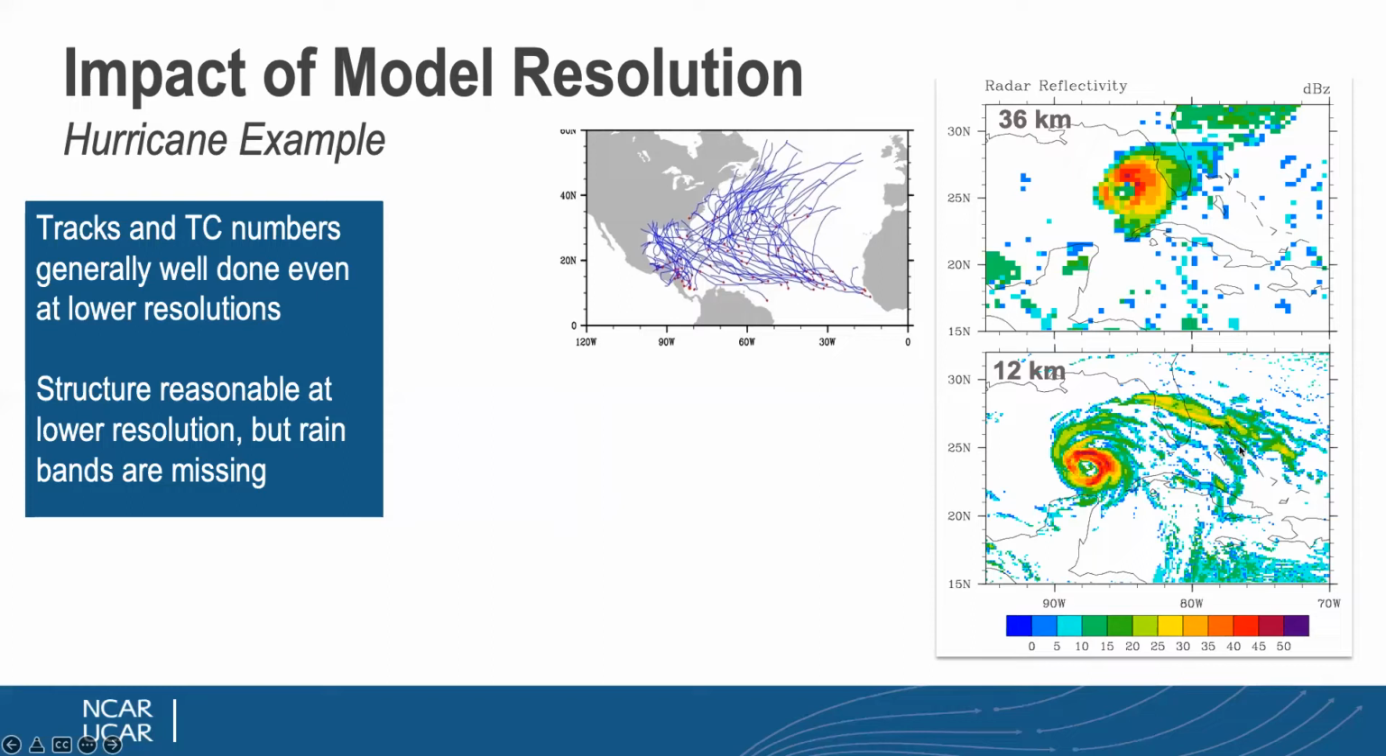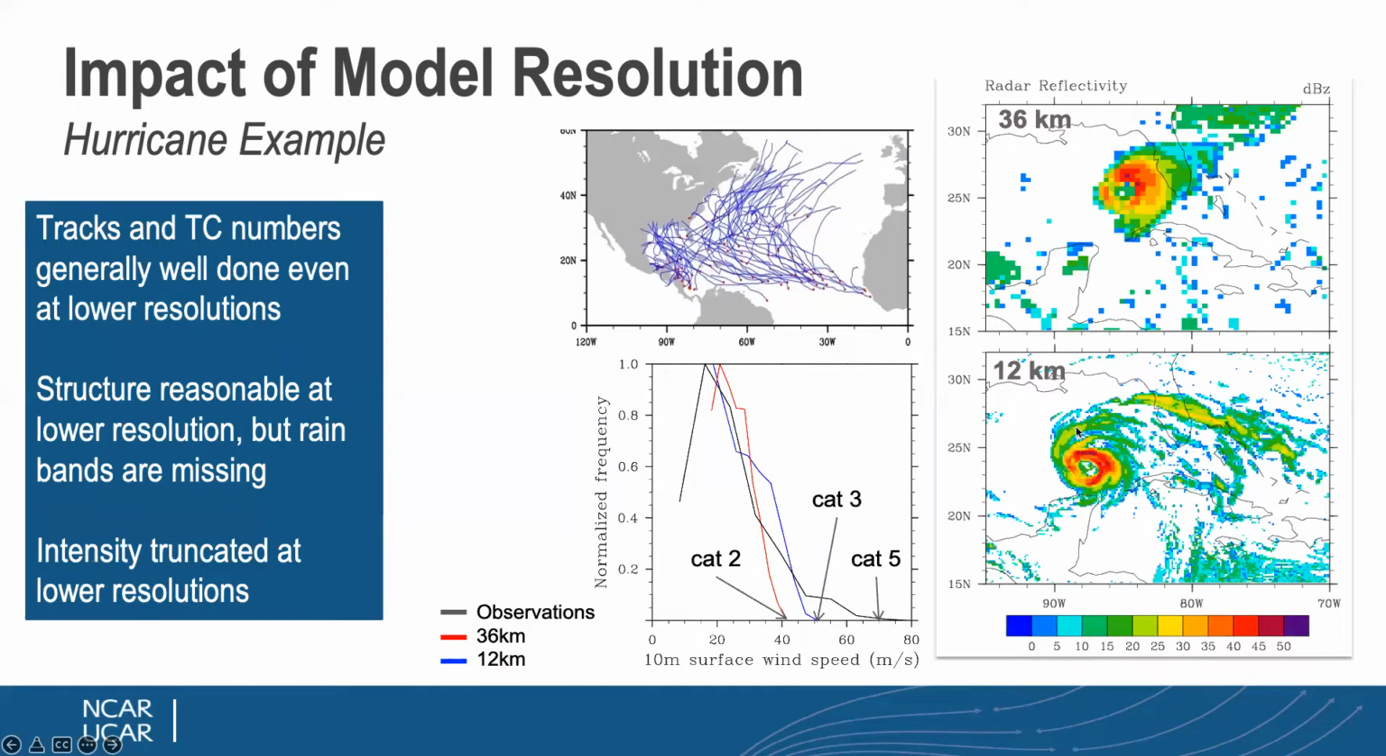If you're interested in rain bands, you can see they're missing in the 36-kilometer model, and you probably have to go down to at least a 12-kilometer model to get the rain bands correct. If you're interested in intensity, you're going to have to go much lower. You can see I'm showing you here a 36-kilometer model that is truncating at category 2 storms, and a 12-kilometer model that is truncating at about 12. And to get higher category storms, you would have to go down significantly lower.